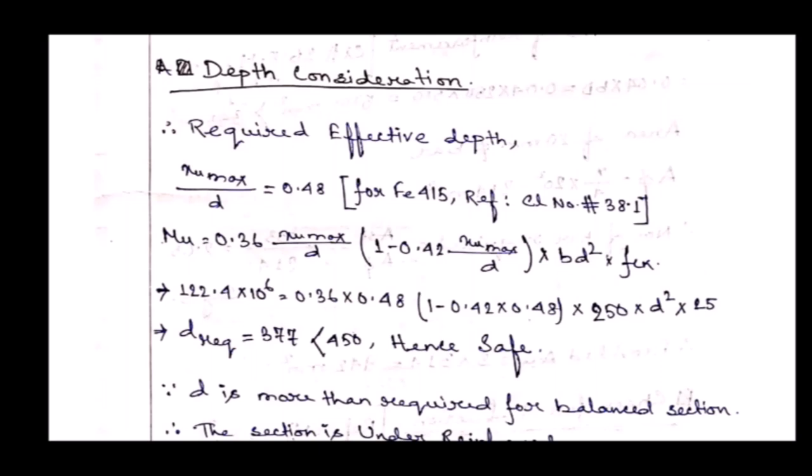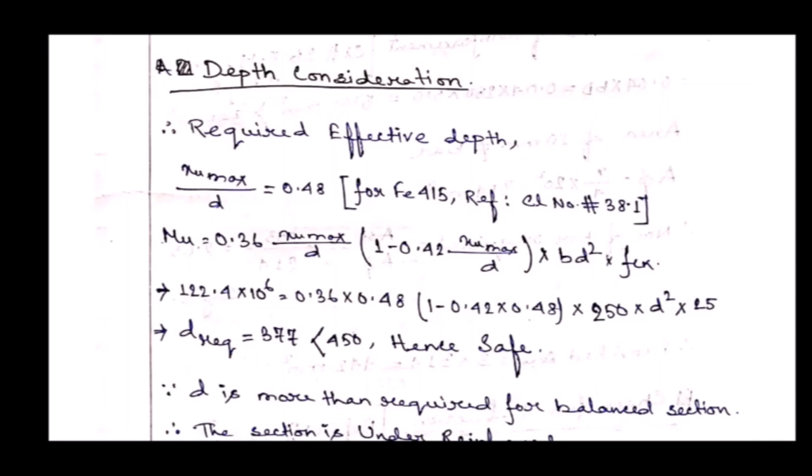So Xu max by d, the value for Xu max by d is 0.48. As you know, we have to find this from just below clause number 38.1, where there is a note with a small table. From there, for Fe415 steel the value is 0.48. Now we have to put the formula in the equation.